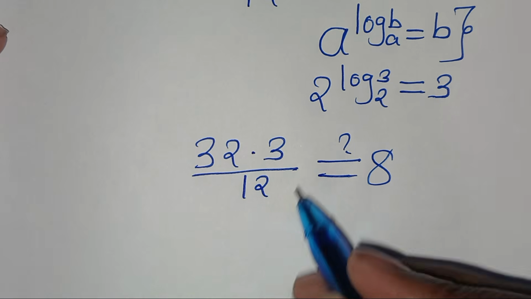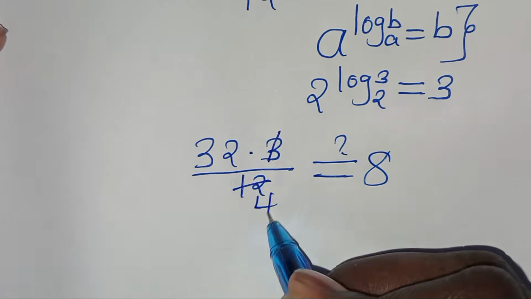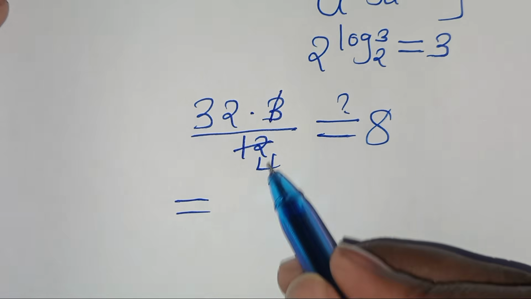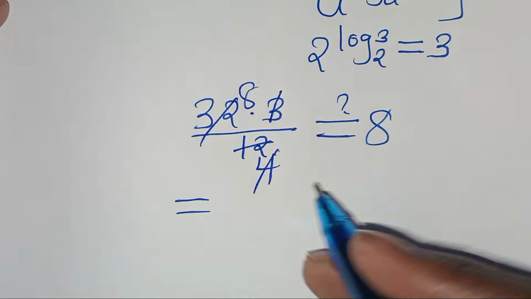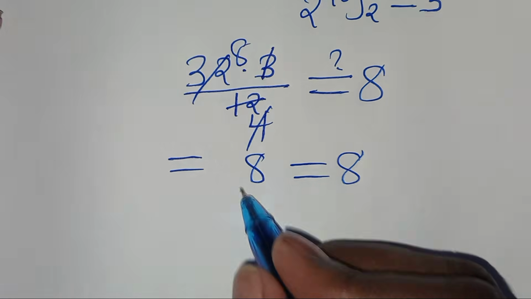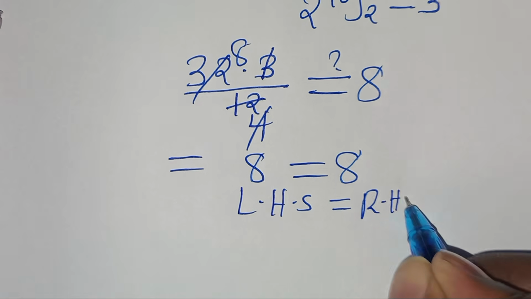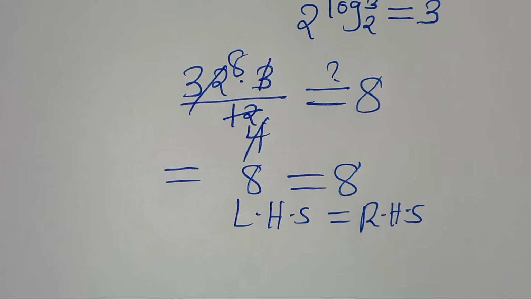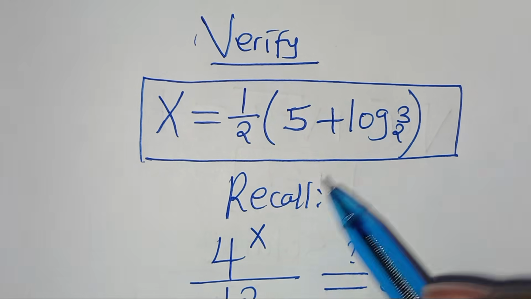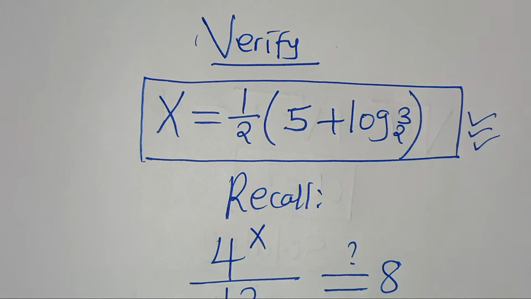Now we have 12 divided by 3. 12 divided by 3 is 4. So that now that's 2 divided by 4. This is equal to 8. So we have 8 is equal to 8. So this means that the left hand side is equal to the right hand side. And this proves that the value of x, which is a half into the parentheses 5 plus log 3 to base 2, actually satisfies the equation.